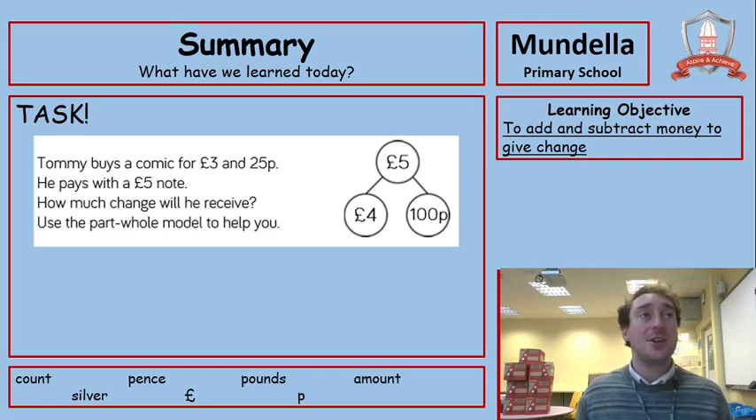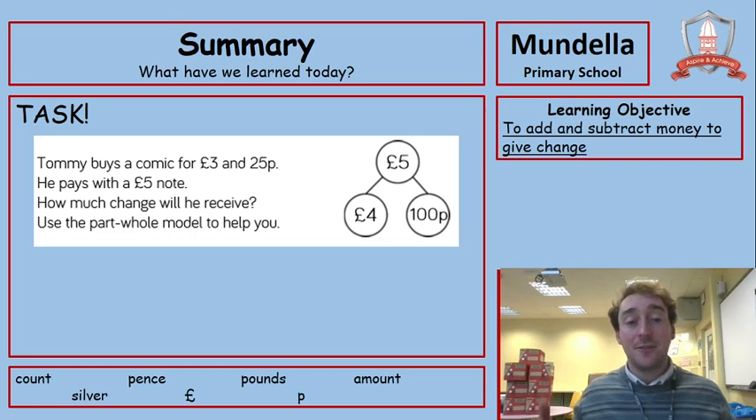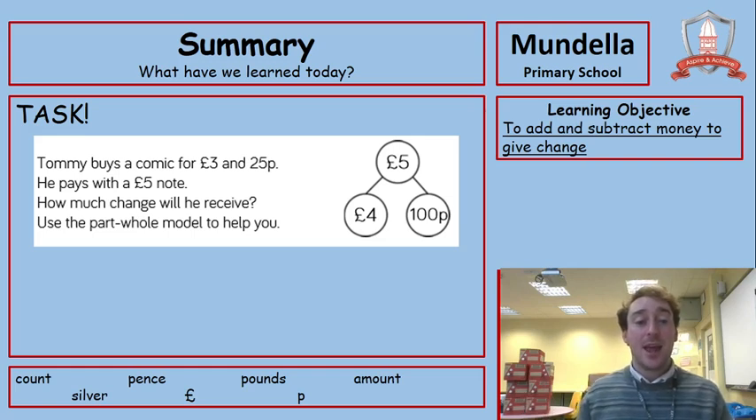So imagine you're in a shop and someone comes in to buy something and pays you with a certain note. You will know how much change to give them. And we know how to work it through using different methods that we've used today. Anyway, we have a part-whole model. Yep, this is a part-whole model here. We've got something in pounds, we've got some in pence.